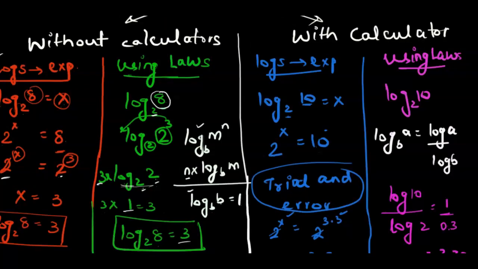So these are basically the 4 methods of evaluating logarithms. If we can make the bases common, like we had been able to make it here, then we choose to do it without calculators. But if we cannot make the bases common, then we choose to do it with a calculator. Let's do some examples for the sake of practice.